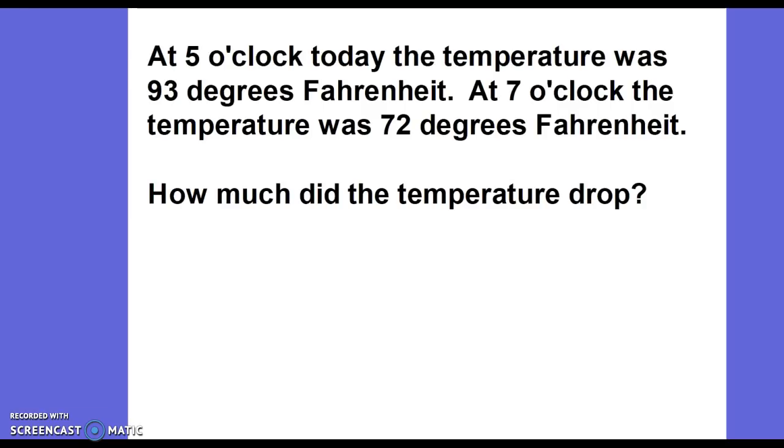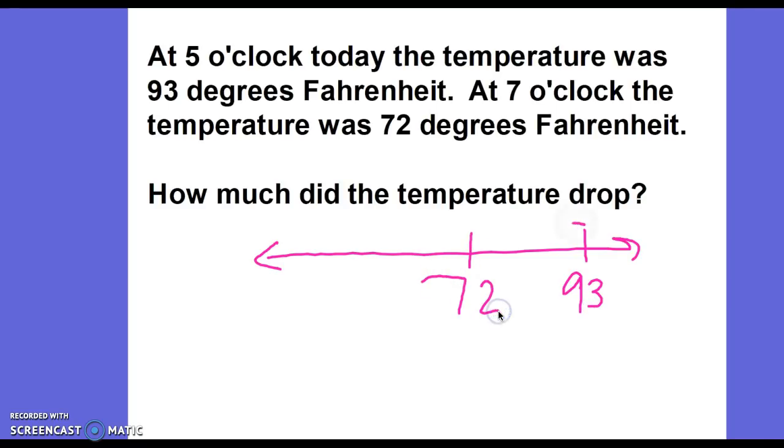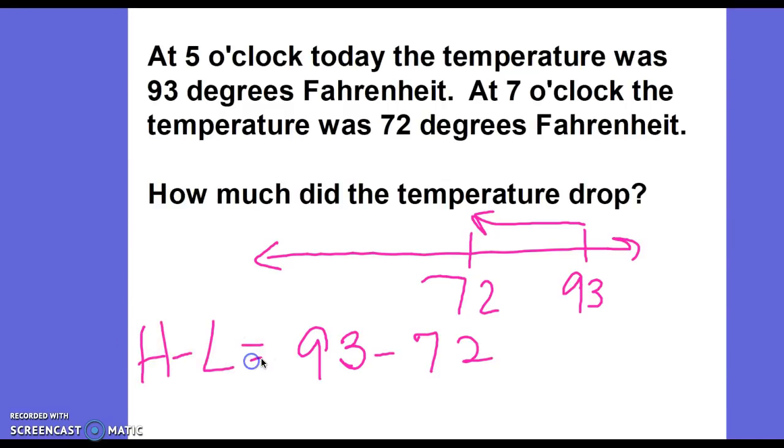So I know this is an easier problem, but I want you to get the feel for what we're doing when we have positive numbers so you'll know what to do when you have negatives. If you think about a number line, how far you're going from 93 down to 72, what is this distance that it traveled? You're just going to have to subtract to figure that out. You just take the highest temperature minus the lowest temperature. High minus low. And then if we do 93 minus 72, you get that the temperature dropped 21 degrees.